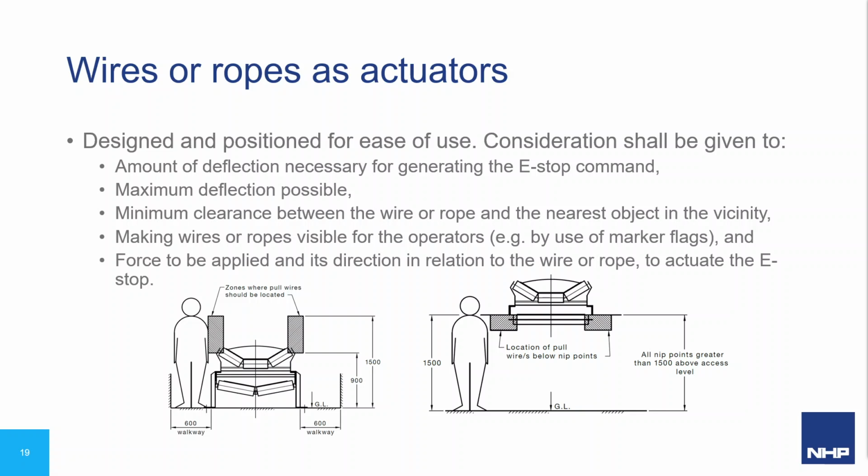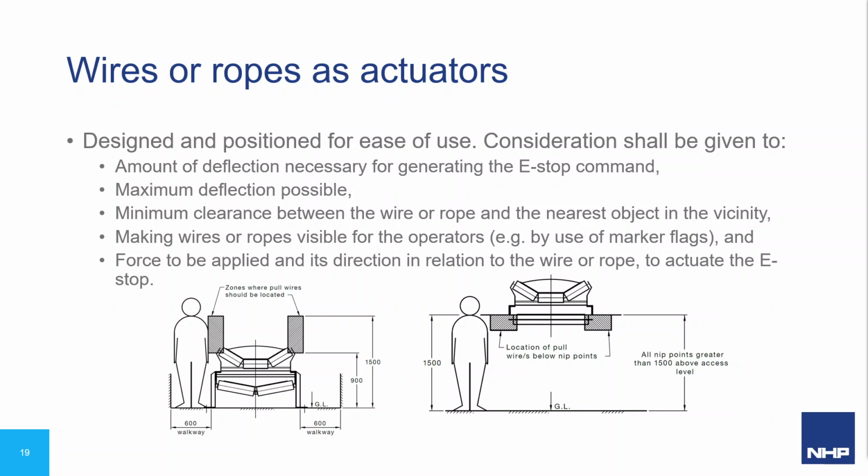When applying ropes or wires as the emergency stop actuator, there needs to be careful consideration regarding their positioning and ease of use. So consider the amount of deflection of the rope necessary to generate the stop command and the maximum deflection possible. No more than a few tens of centimeters of movement of the rope should be required when pulling on it. Make sure there is sufficient clearance between the rope and the nearest object in the vicinity. There should be enough space behind the rope to get your hand around it to grip the rope. And also, when pulling on the rope, there should be nothing in the way to prevent you from pulling it with the required deflection.